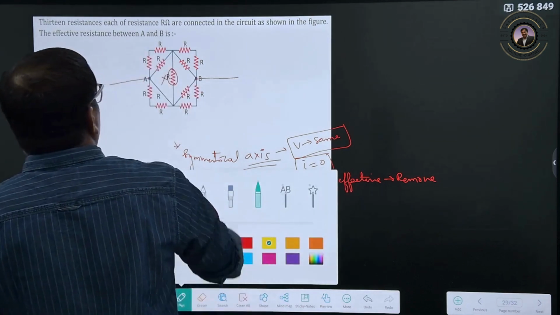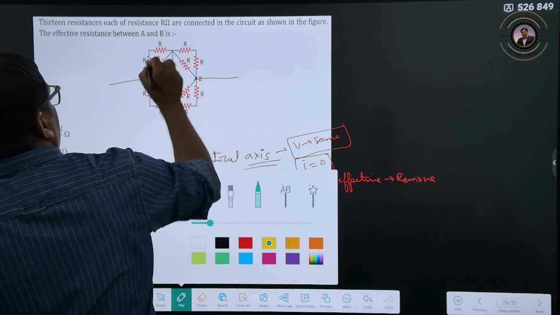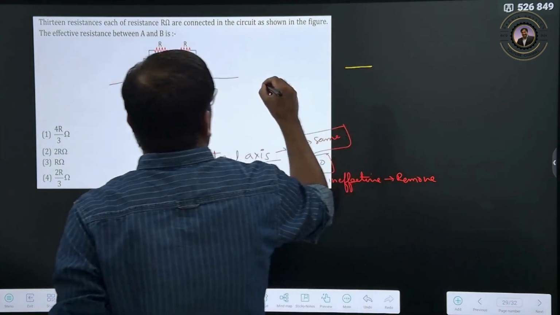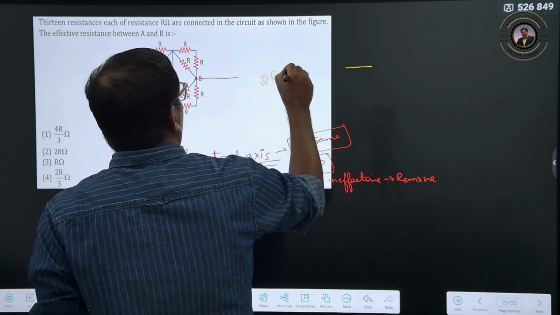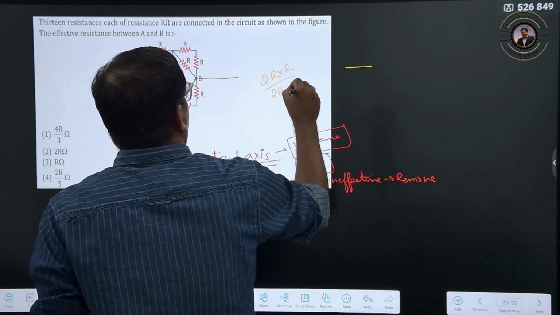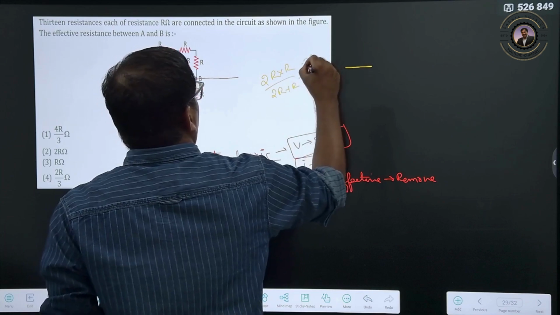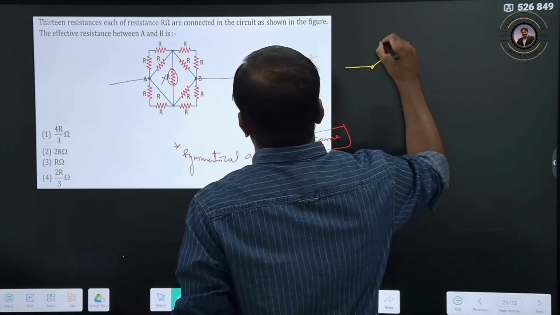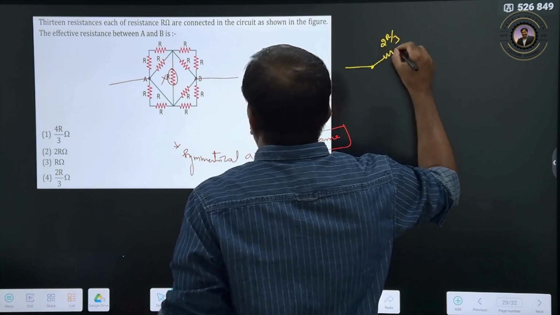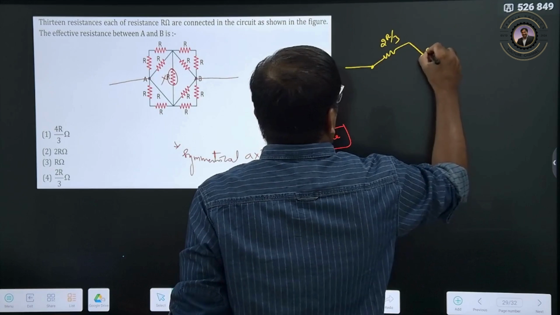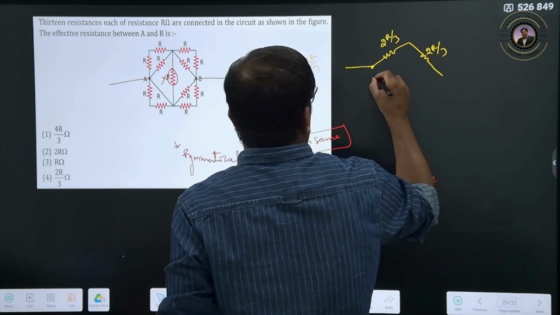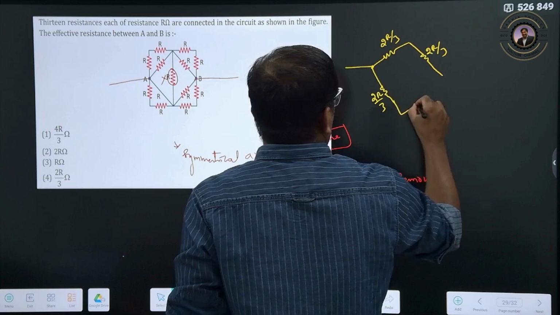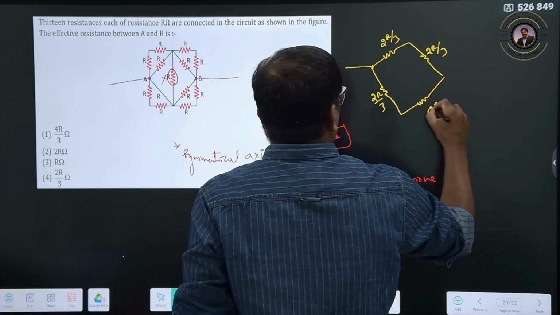This part is in series and parallel. Series means 2R, and it is 2R into R by 2R plus R. Therefore here 2R by 3. So this part is 2R by 3, and this part is also the same, 2R by 3, and this part is also the same, 2R by 3. This part is also the same, 2R by 3.